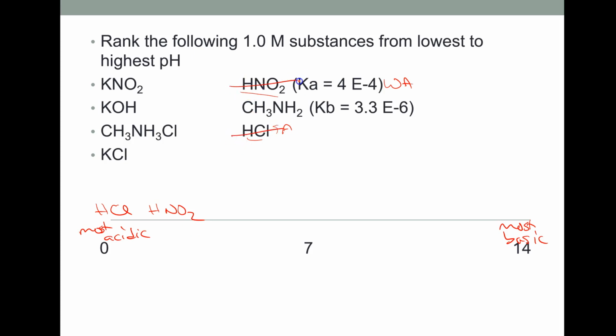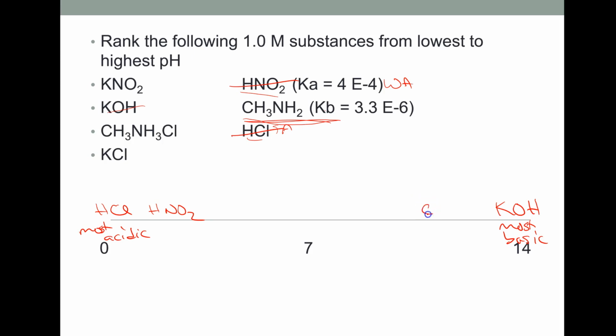So they're done. Now let's see if we can identify strong bases. Strong bases are metal hydroxides. KOH is a strong base. It's probably here. Now we want to look for something that's a weak base. Well, if this has a Kb, that tells me it's a weak base. So CH3NH2 is somewhere in that range. Okay, that one's done. Now we need to figure out the KCl and CH3NH3Cl and the KNO2.